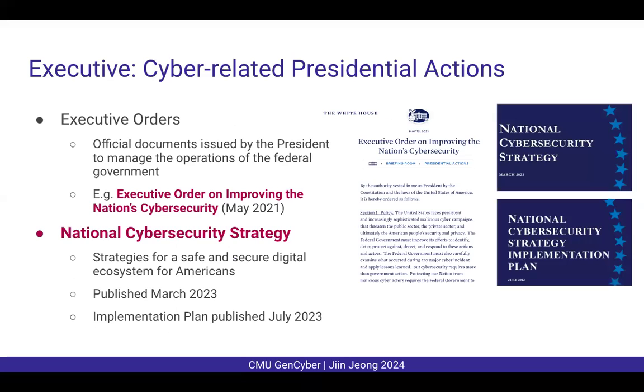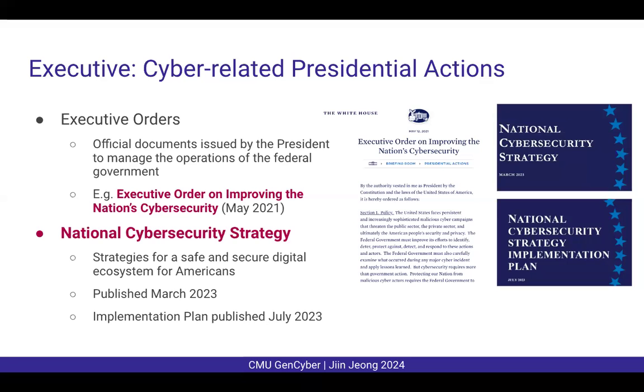So when it comes to cyber-related presidential actions, we see that the president can issue documents and execute presidential actions through executive orders. So these are official documents issued by the president to manage the operations of the federal government. And an example that you may see is an executive order on improving the nation's cybersecurity. This was issued in May 2021. So this is kind of one way the president shows their interest and devotion to a particular issue.